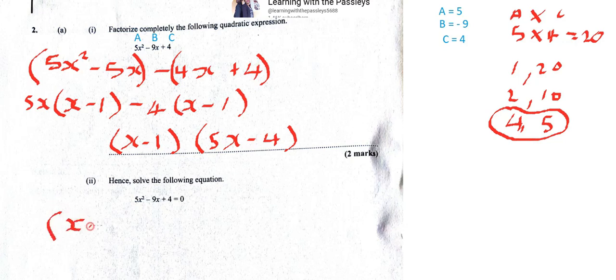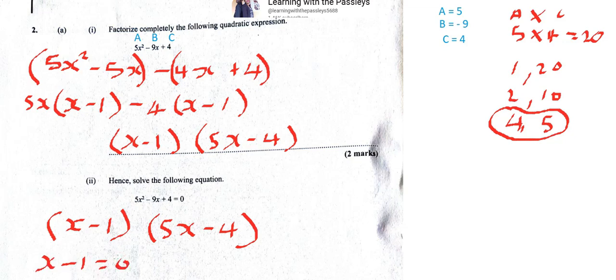x minus 1, and I'm also going to write 5x minus 4, right? So we're going to use the part 1 solution to solve this problem. So now we can write x minus 1 equal to 0, right? So we can say x equal, when you bring over a negative 1 over the equal sign, it becomes a positive 1. So now we can say x equals 1.